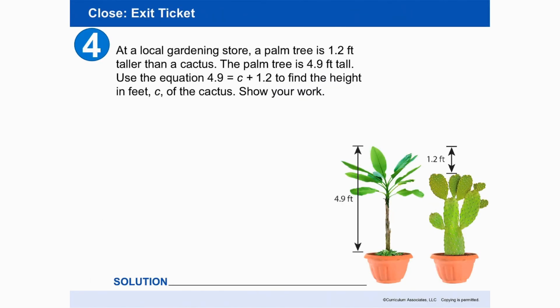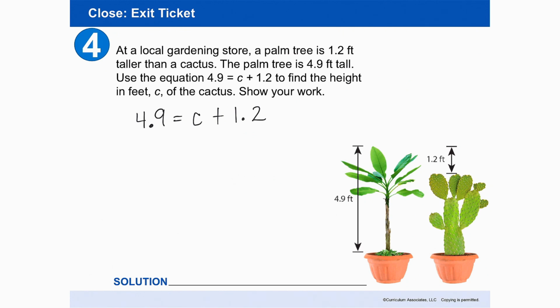Looking at our last one, it says at a local gardening store, a palm tree is 1.2 feet taller than a cactus. The palm tree is 4.9 feet tall. Use the equation 4.9 equals c plus 1.2 to find the height in feet c of the cactus. Show your work. So we'll go ahead and we will do 4.9 equals c plus 1.2. Now this is the exact same thing that we've been practicing. We would just treat it like they were whole numbers, okay?